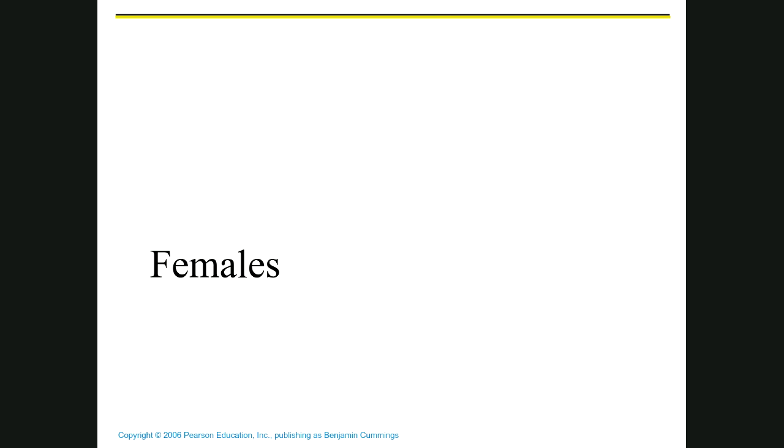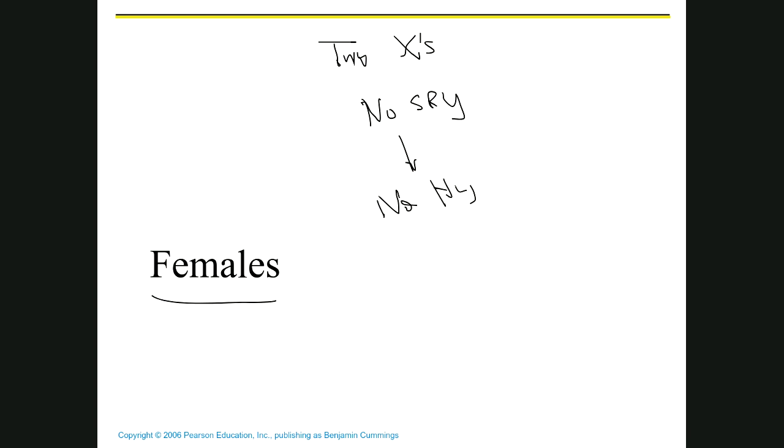Females, on the other hand, remember they don't have a Y chromosome. They only have 2 X chromosomes. Well, if you don't have a Y chromosome, that means you don't have an SRY gene. And if you don't have an SRY gene, you're not going to have this HY antigen. And if you don't have the HY antigen, the gonad automatically is going to become an ovary.